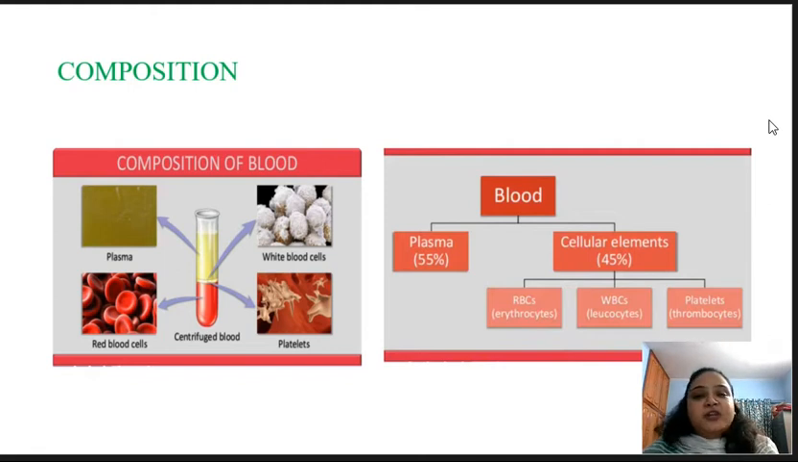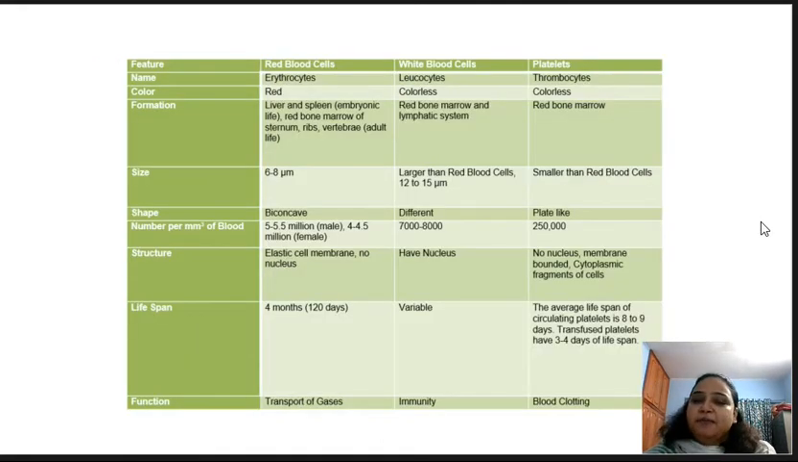Next we have the cellular elements or the blood cells. The blood cells present in blood are of three types: RBCs, WBCs and platelets. RBCs, also known as erythrocytes, are biconcave in shape. They are around 5 to 5.5 million in males and 4 to 4.5 million in females. Their lifespan is around 120 days. Their function is transport of gases.